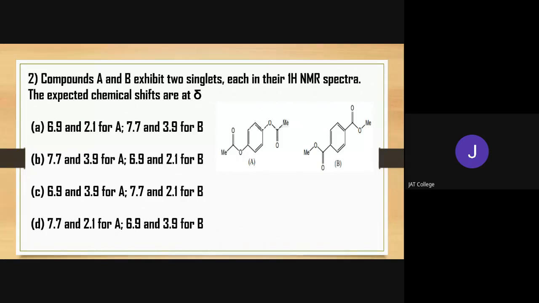Okay. 3.9 for B, first and last. 3.9 for B. Okay. So our correct answer is from A and B. Understand up to this?